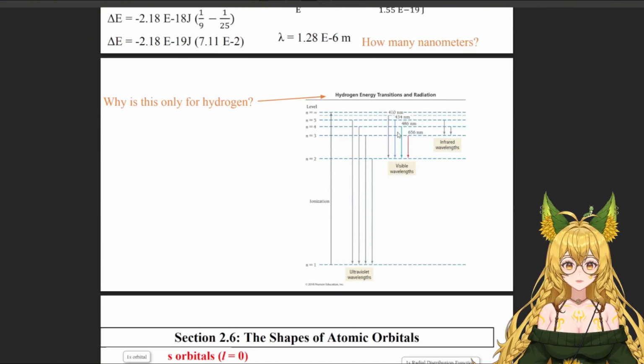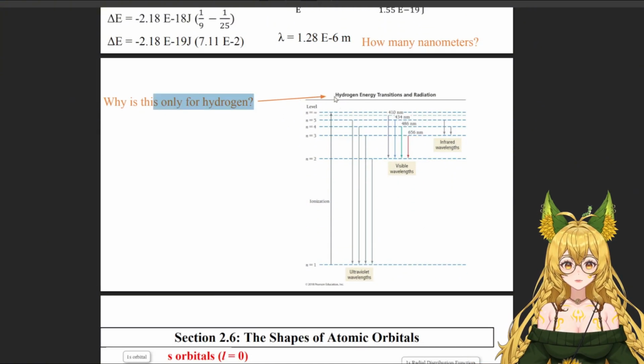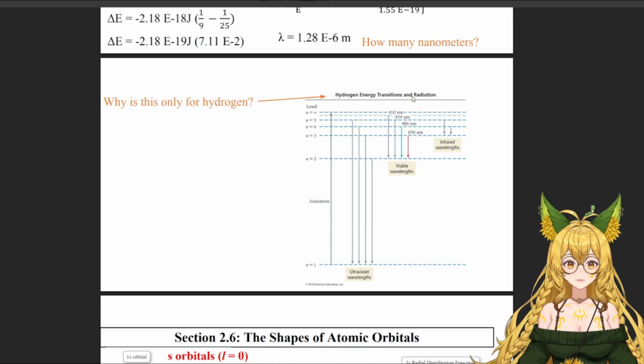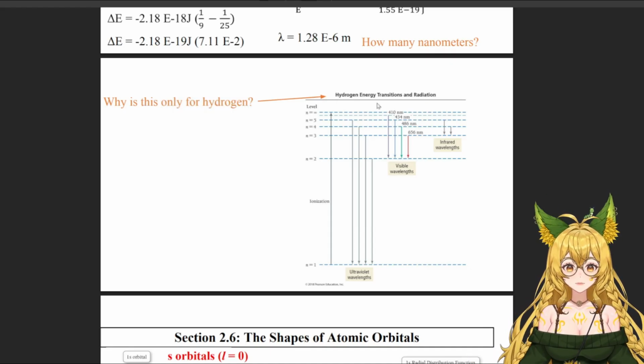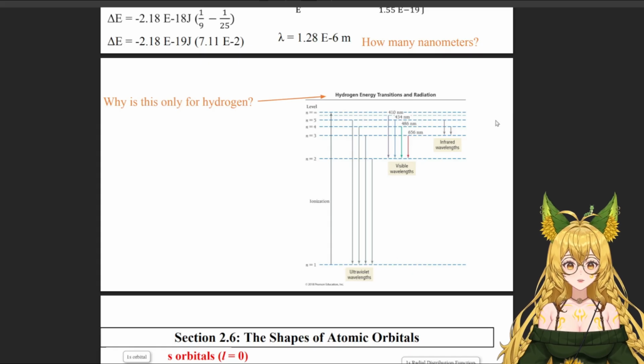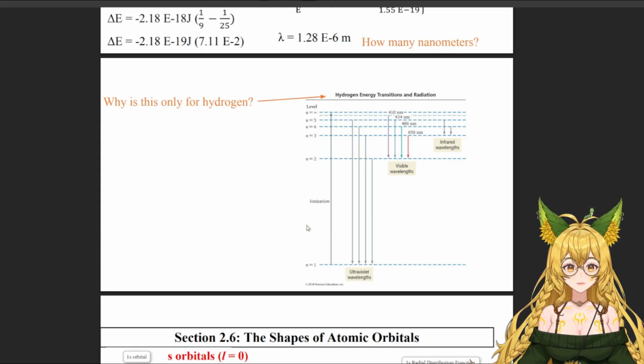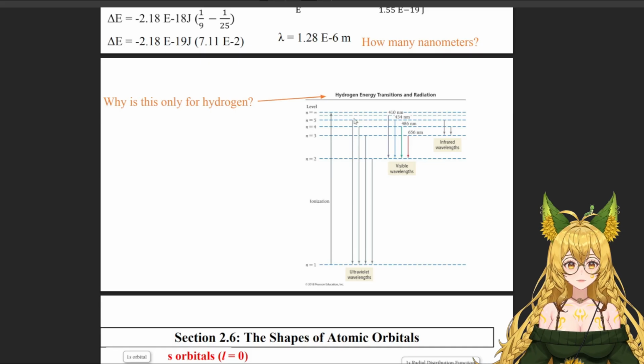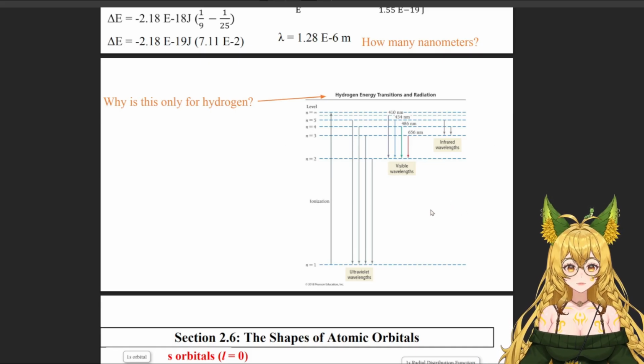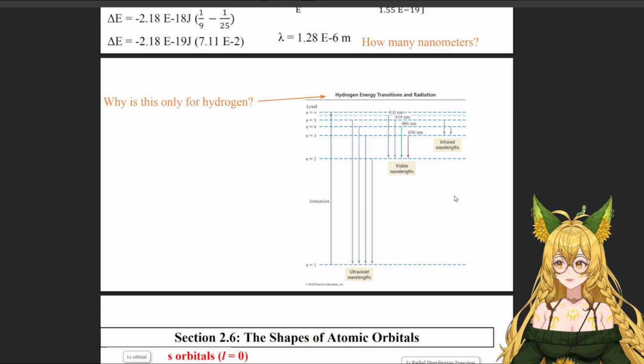So going over here, why is this only for hydrogen? There is a hydrogen energy transitions and radiation here. So a little question for you guys is trying to figure it out. Why does this look like that? It's kind of difficult to understand, but give it your best shot.